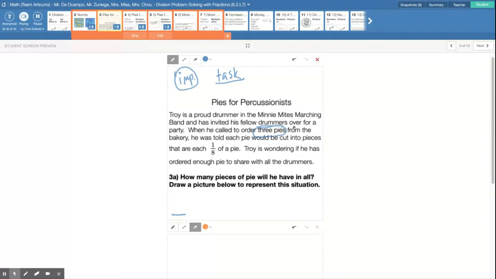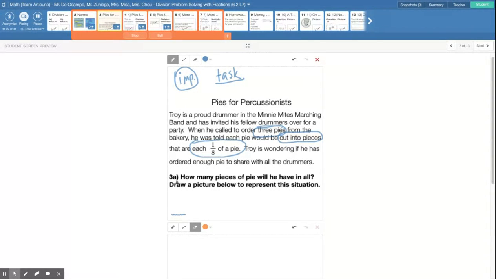When he called to order 3 pies from the bakery, he was told each pie would be cut into pieces that are each 1/8 of a pie. I am now going to circle the cutting into pieces because I feel like that is important. And it's also important that each piece is 1/8. Now, okay, hold on. Troy is wondering if he has ordered enough pie to share with all the drummers. So I've circled all of this important information.